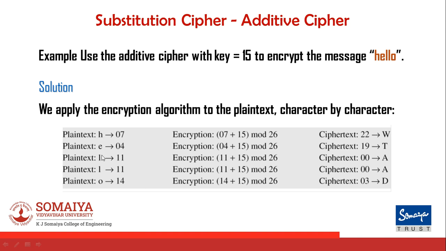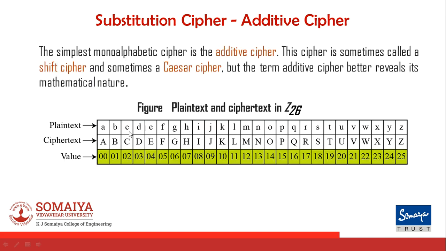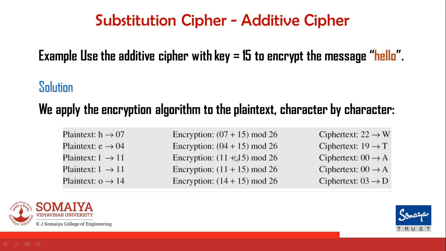Now, "hello" is my plaintext, and corresponding to this are the values that we obtained from this table. Likewise, H is 7, E is 4, L is 11. Like this, we have just mentioned here the values of my different symbols. So we operated: 7 plus my key, mod 26.